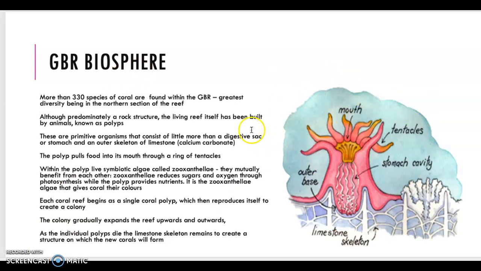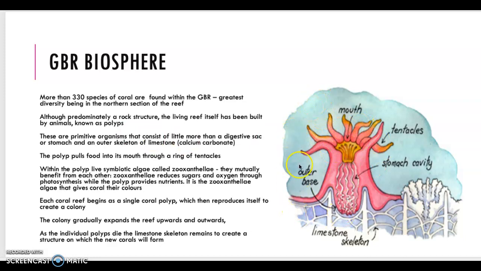Specifically within the Great Barrier Reef, the main organism we're talking about is coral. Coral is the most prevalent organism, with over 330 species of coral being found on the reef. The northern section of the reef is the area with the most biodiversity. We know that the predominant structure of the Great Barrier Reef is rock as part of the lithosphere, but the reef is a living organism, and a lot of those living aspects of it come from the coral polyps.